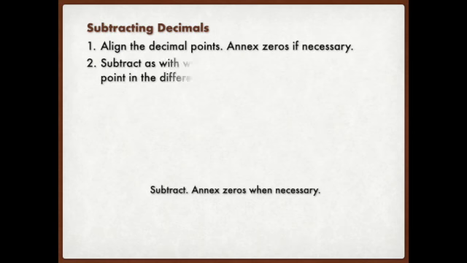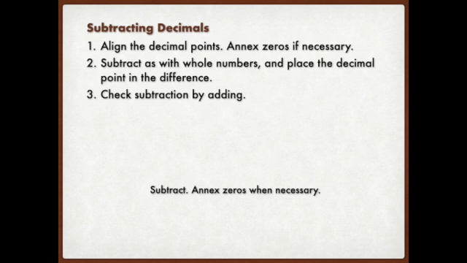Now we're going to focus on subtracting. In the same way, we're going to do the same thing as adding. We're going to align the decimal points, add in or annex any zeros. We're then going to subtract, just like we're subtracting whole numbers. And we're going to place the decimal point in the difference as well. But then we need to also check our work of subtraction by adding. So we're going to add your final answer with the smaller number that we took away from the whole.